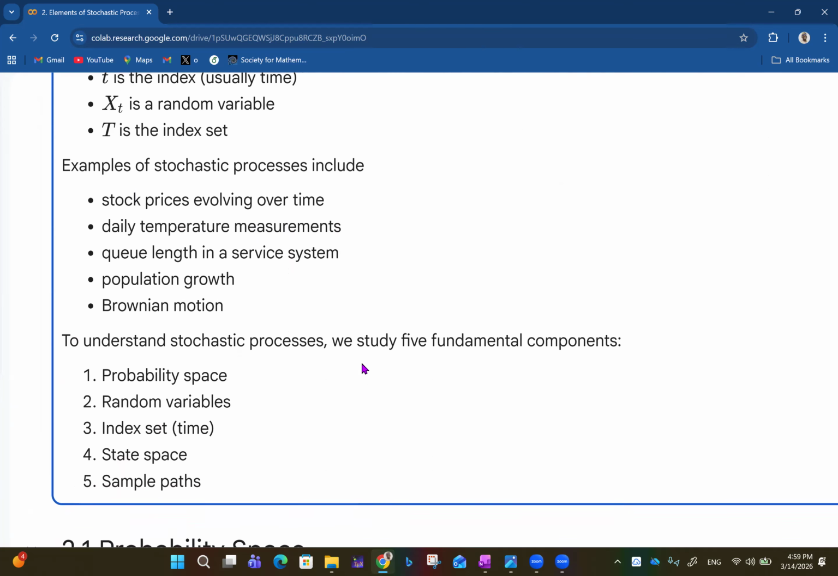A probability space provides the mathematical framework for randomness. It is defined as a triple: omega, F, and P. Omega is the sample space, that's all possible outcomes. Then F is the sigma algebra of events, and P is the probability measure. This structure allows us to assign probabilities to events in a mathematically consistent way.